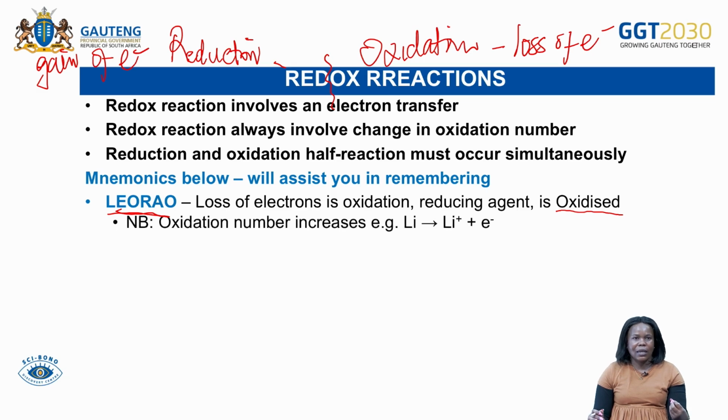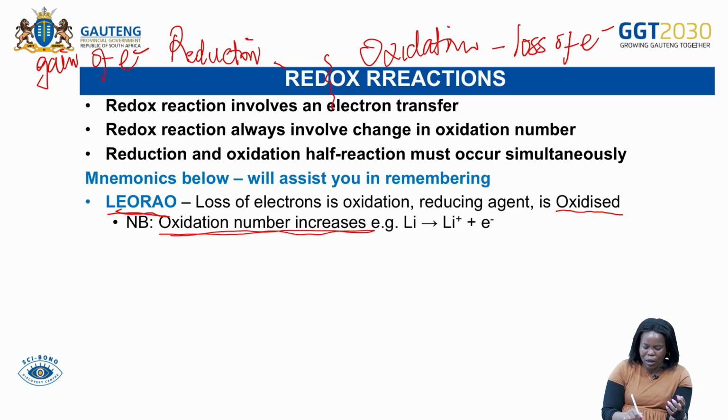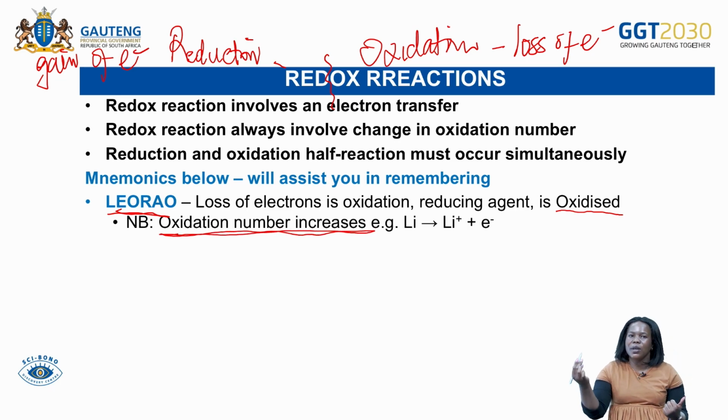That being said, oxidation is where the loss of electrons happens. So how can we see that oxidation has taken place in here? We see by looking at the oxidation number, which will increase. How so, you ask yourself.